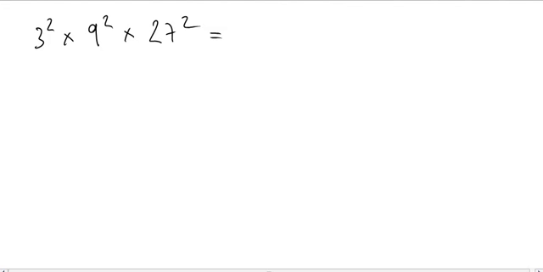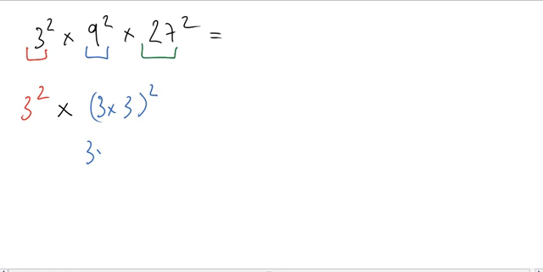3 to the power of 2 times 9 to the power of 2 times 27 to the power of 2. Again, we have different bases. We have a 3, a 9, and 27. So we need to put them in the same base. So we have 3 to the power of 2, so that's our most simple base, times 9 to the power of 2. So 9 is 3 times 3, which would be 3 times 3, all to the power of 2, which is also 3 times 3 times 3 times 3, or 3 to the power of 4.